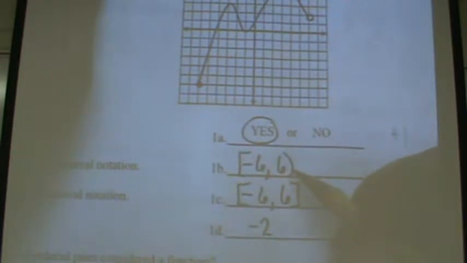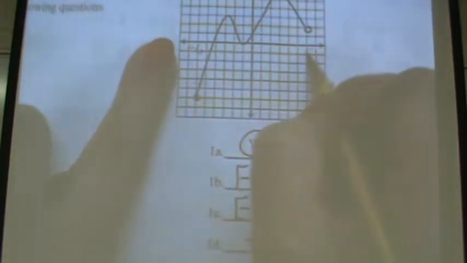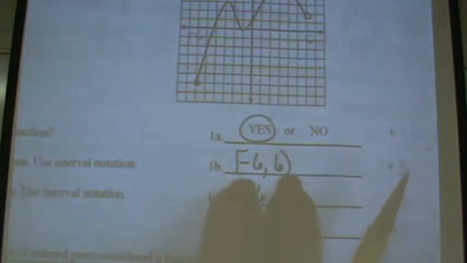1b, they want to know what the domain is. The domain of your x values. So what you want to do is look at this graph. The smallest x value is -6, and it goes all the way to 6. Now make sure you understand the bracket and parenthesis deal. If it's including that number, use a bracket. If it's not, it's a parenthesis.